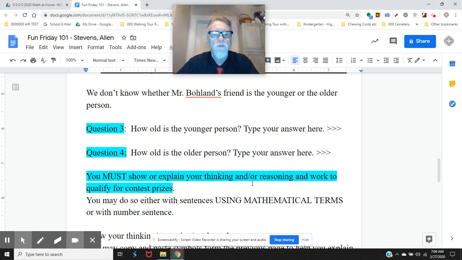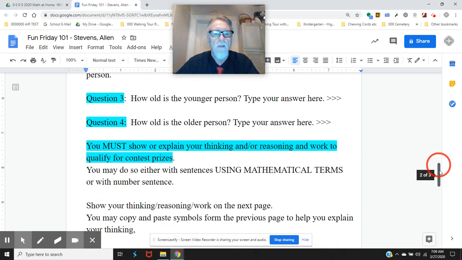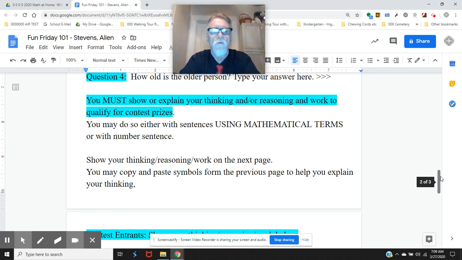Now, you must show or explain your thinking and reasoning to qualify for prizes. Do that on the next page. You can do it using sentences, using mathematical terms, or with number sentences. But show your thinking and reasoning on the next page. And don't forget, you can copy and paste symbols from the page before to help.